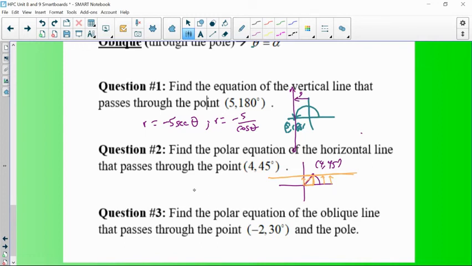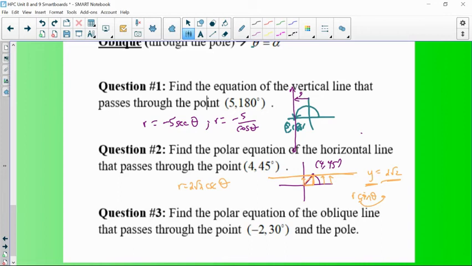So then I could say that r is equal to 2√2 cosecant of theta. Because again, it's a horizontal line, so I would normally think about it as like y equals 2√2, and then every time you have a y, you can replace it with r sine of theta, and then divide that sine underneath, and that's how we're getting cosecant of theta.